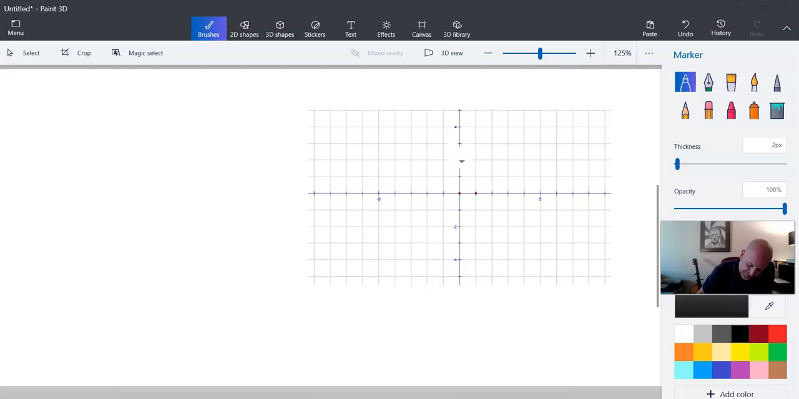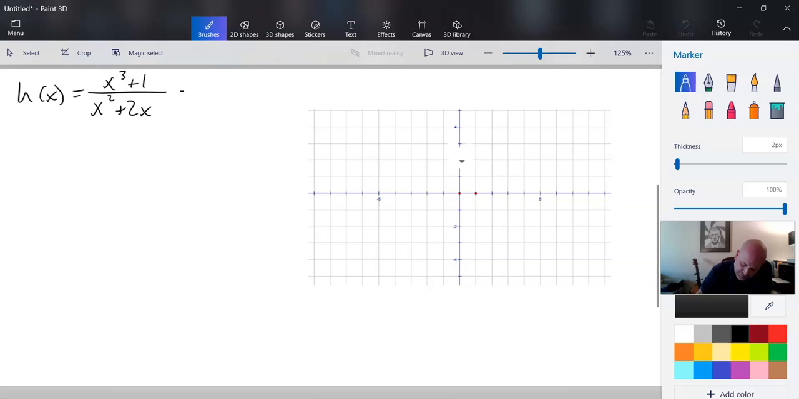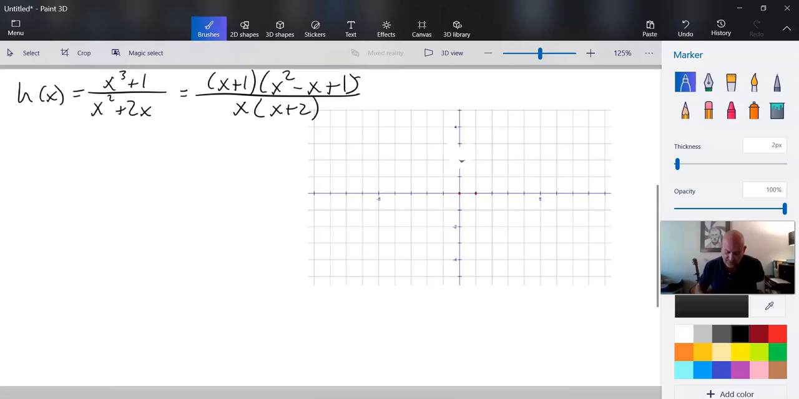Okay, so let's look at another function. Let's say we have h of x is equal to x cubed plus 1 over x squared plus 2x. Okay, so it's also convenient, of course, to have the factorization here. So that's the sum of cubes in the numerator. So that's x plus 1 times x squared minus x plus 1 over, and then the denominator would be x times x plus 2. Okay, so we have everything laid out here.